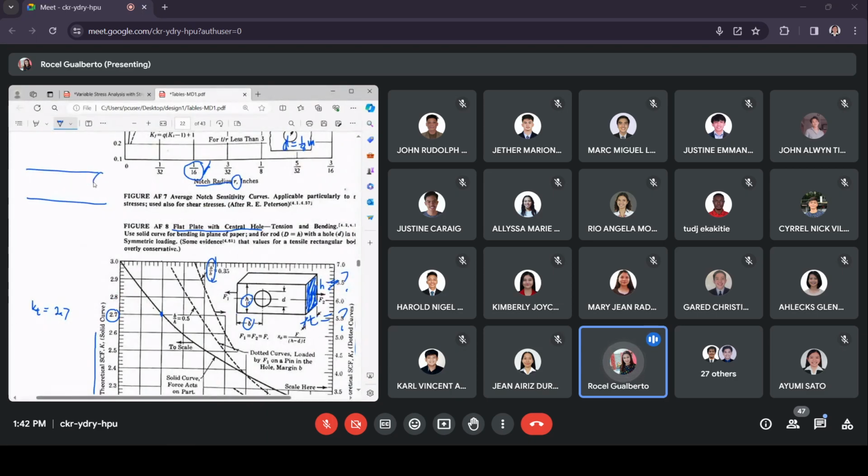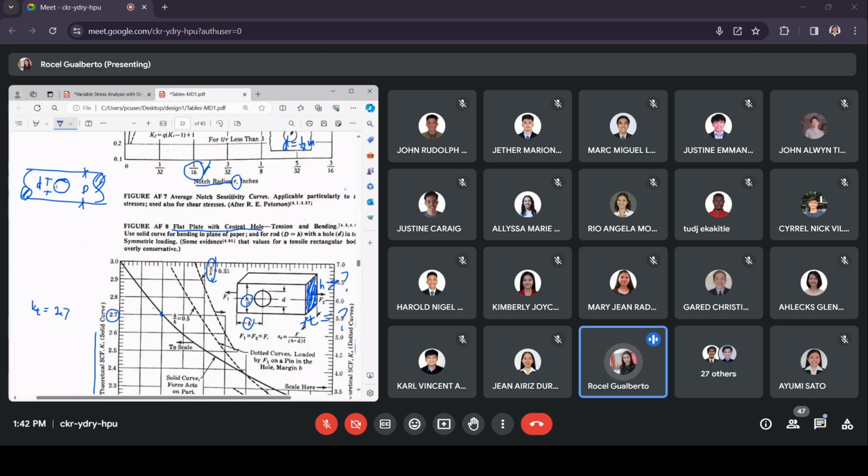Say you have a shaft with a central hole. So this is the shaft and then a central hole here. Say you are given the diameter of the hole and you are to look for the diameter of the shaft. So what would be the diameter of the shaft given this diameter of the hole? You try to examine figures AF8 up to AF14, which will be applicable to this setup.